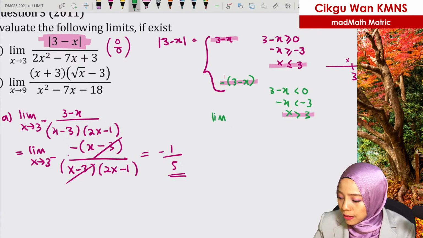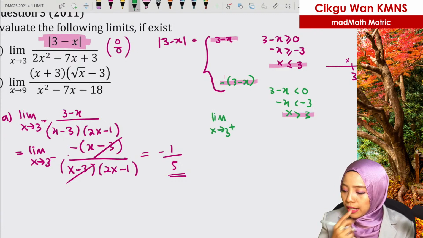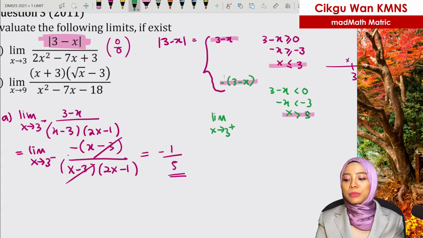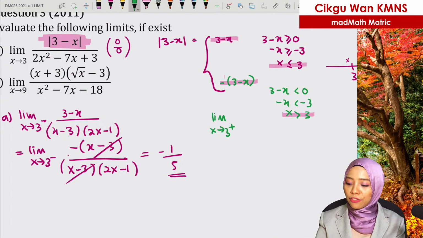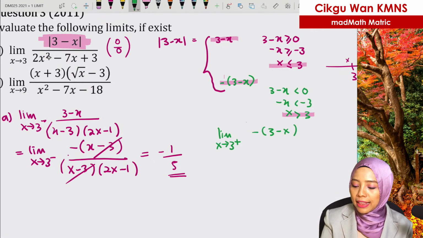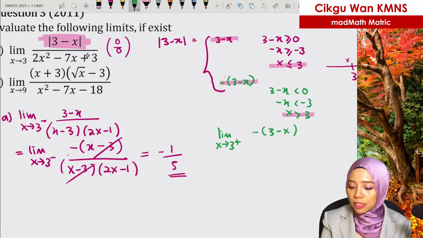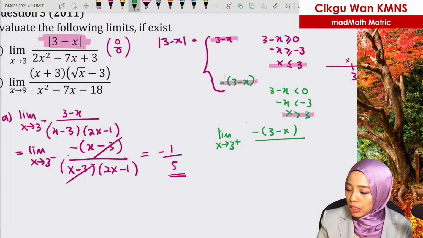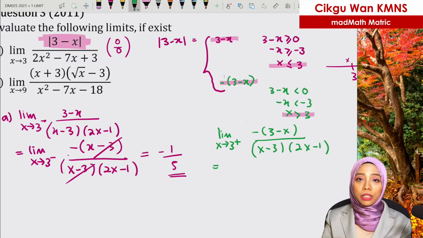Limit as x approaches 3 from the right. So from the right, 3 and above, so we are taking negative. Okay, write a bit lower. Limit as x approaches 3 from the right, we are taking negative 3 minus x. And then this function 2x square minus 7x plus 3, which you already factored just now, x minus 3, 2x minus 1. Okay?